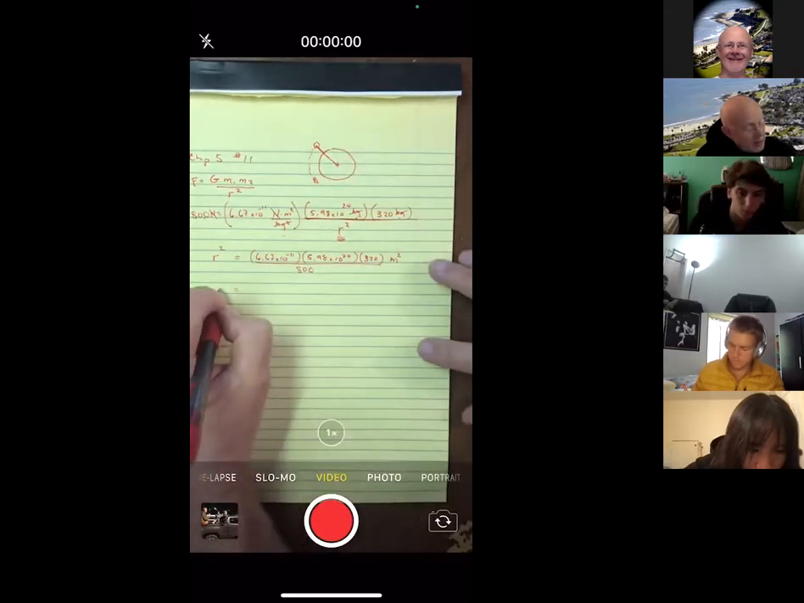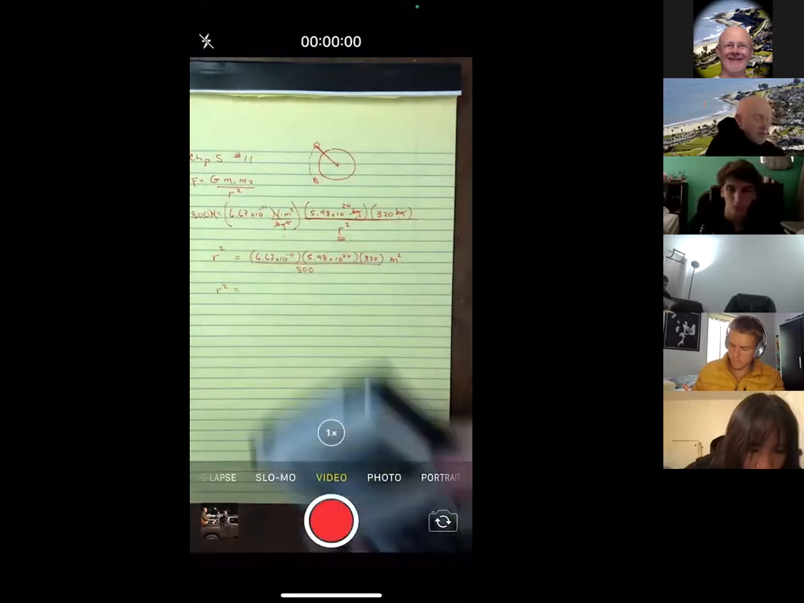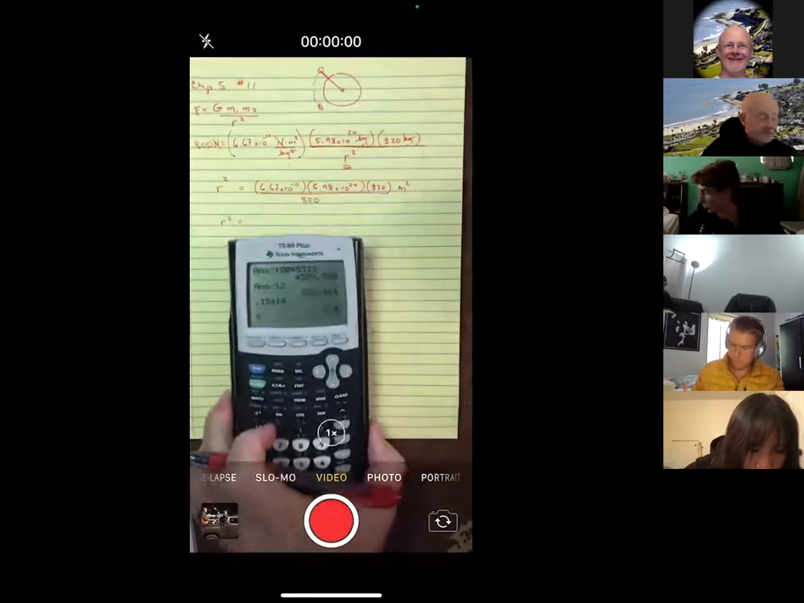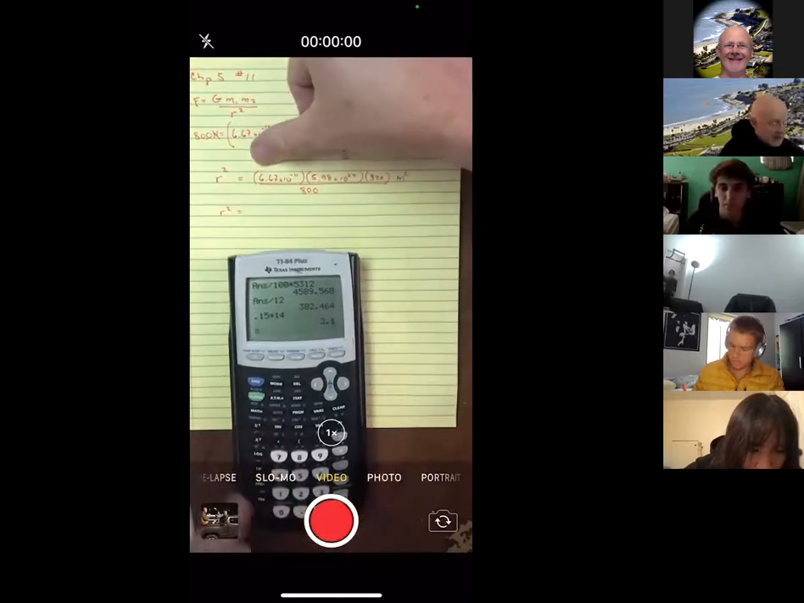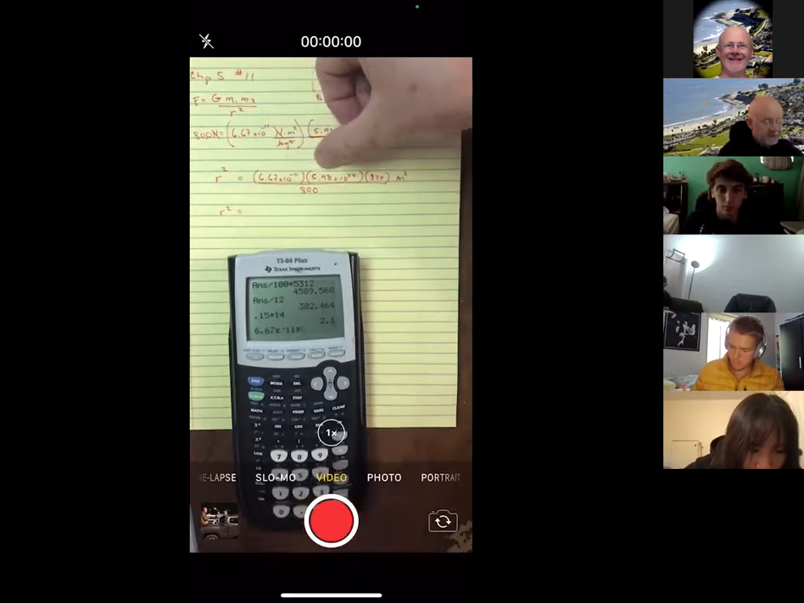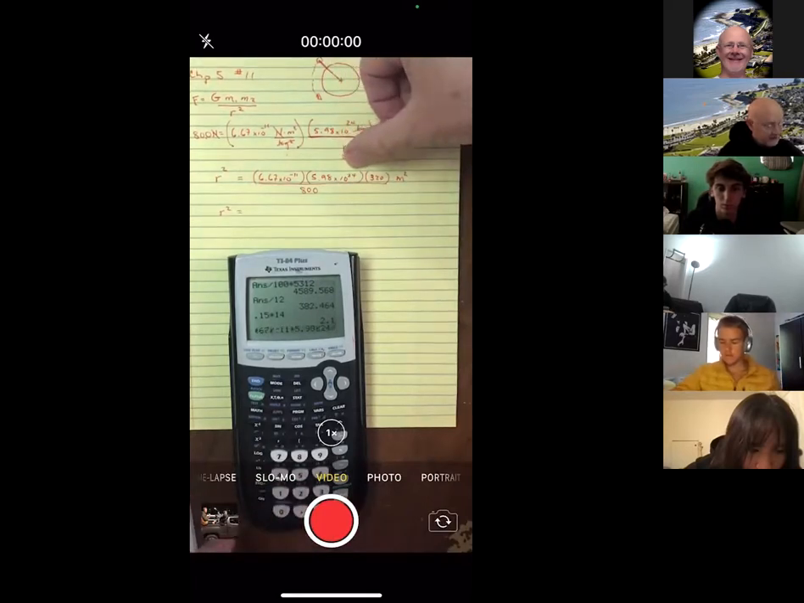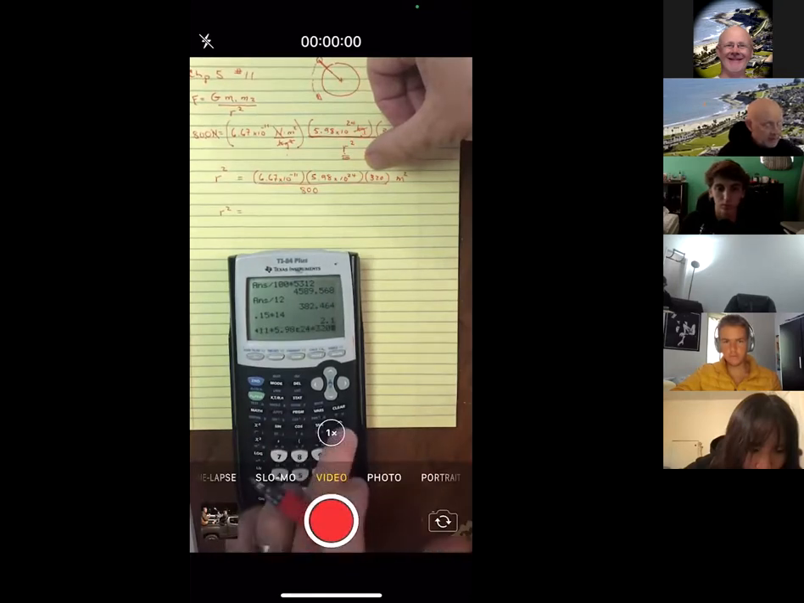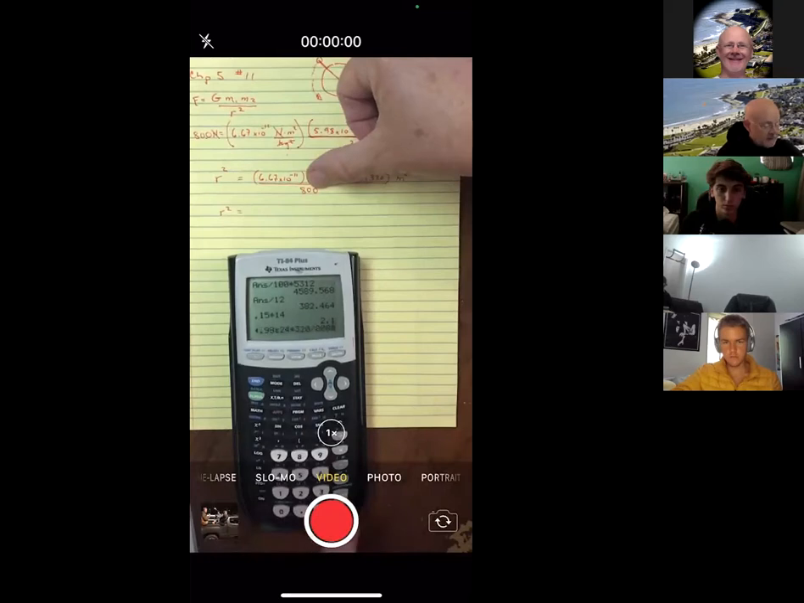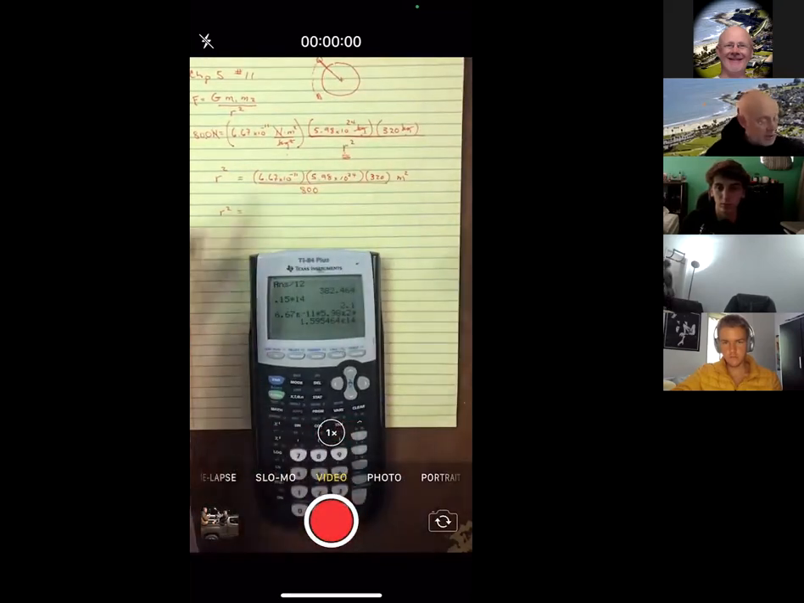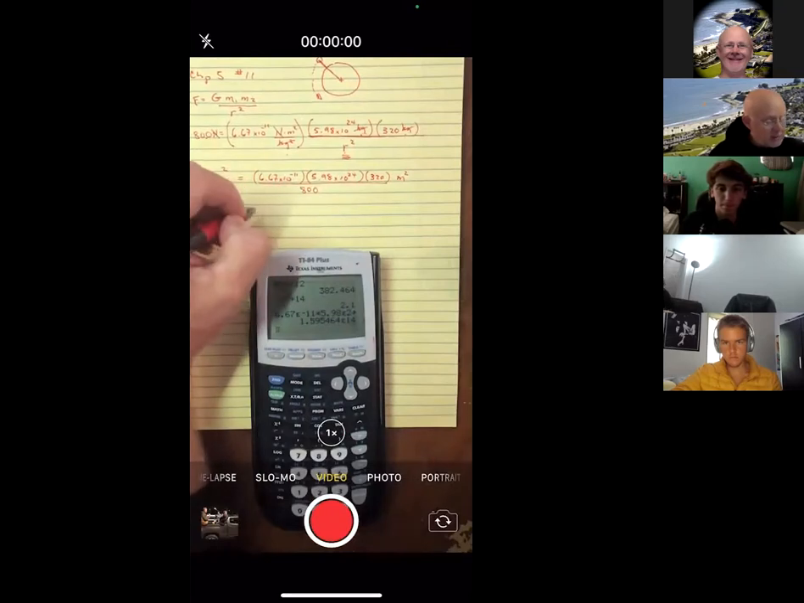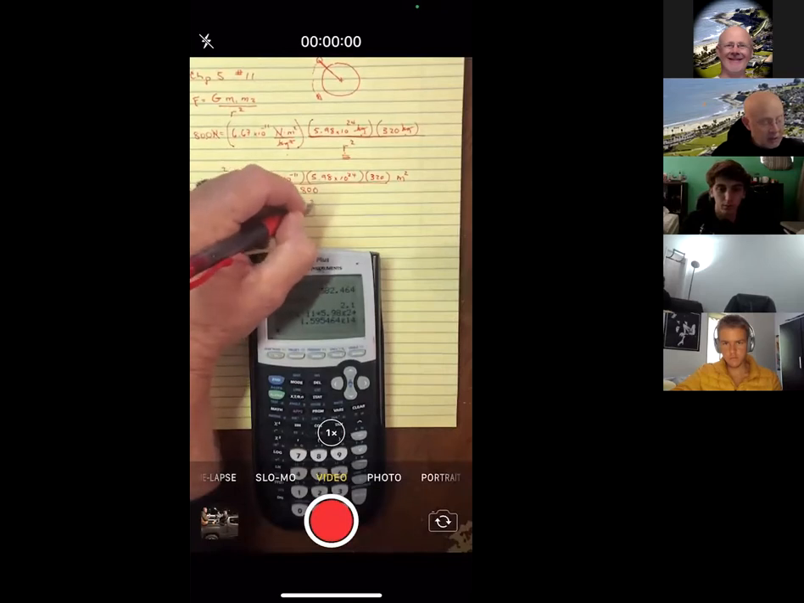And so now I can grab a calculator and put in my numbers. So 6.67 times 10 to the negative 11 times 5.98 times 10 to the 24 times 320, and then divided by 800. So this is 1.60 times 10 to the 14 meters squared.